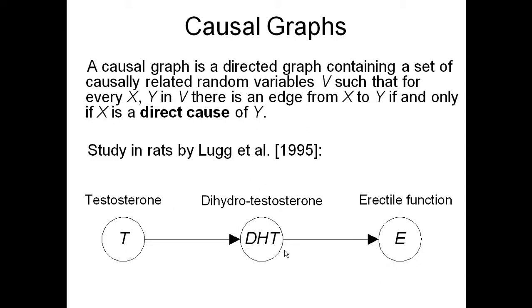And in a causal graph, we would not draw the edge from T to E. This is the way we would draw it. So that's what we mean by a causal graph: there's only an edge between direct causes. Now, whether a variable is a direct cause of another depends upon the particular variables in the model.